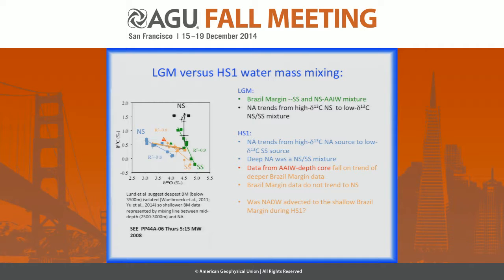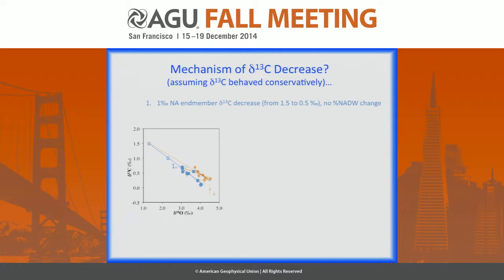Dave Lund suggests that yes, it did, and you should go hear his presentation later in the week to get the details. He draws a mixing line between the high Delta C13 northern source and these mid-depth waters lying between 2,500 and 3,000 meters water depth. I'm only showing one of these data points. He has additional data that he'll show in his presentation. And he suggests that the deep South Atlantic was isolated from North Atlantic influence until late in the Heinrich stadial, consistent with earlier studies.